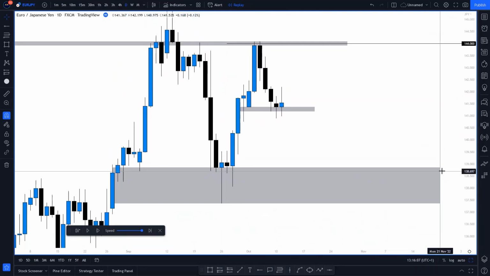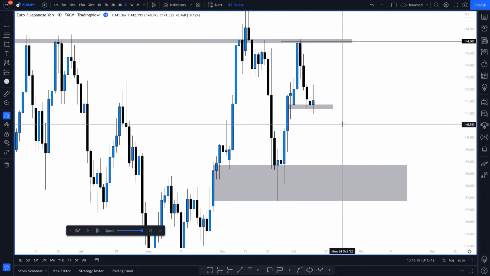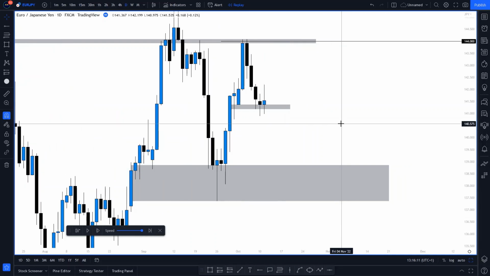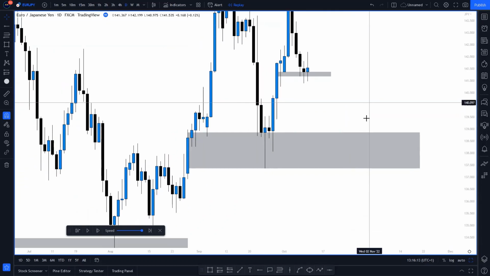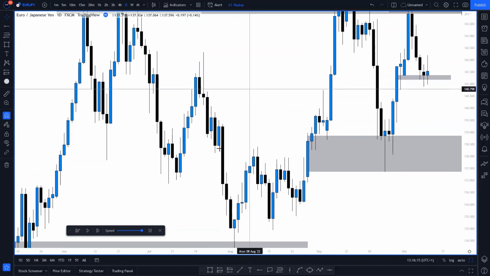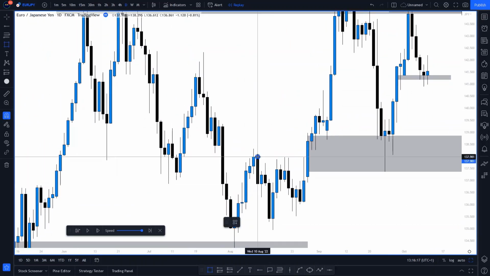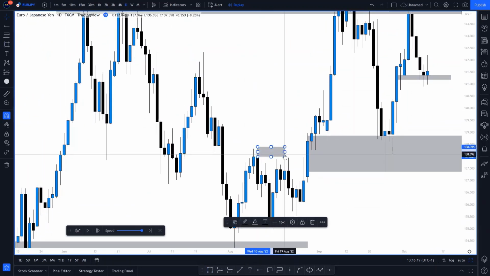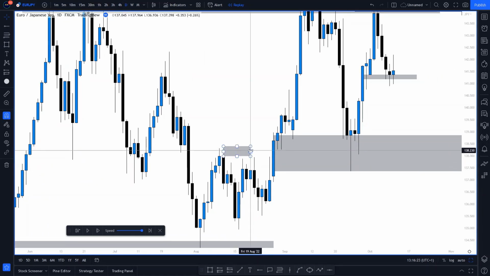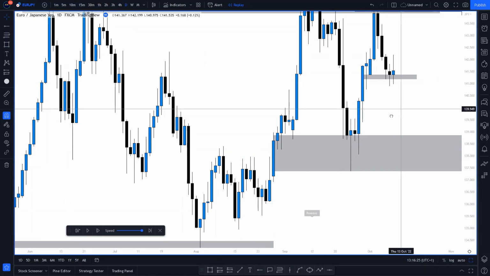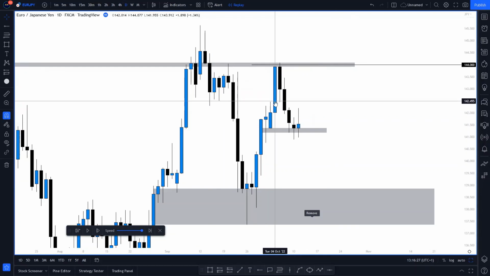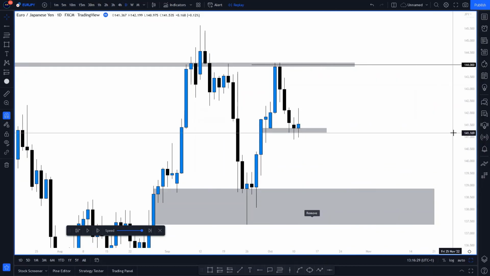Also on the daily, you can get a few other zones on, but it will usually always be your previous week's high and low. So say price was, I don't know, tapping into here, that could be a potential zone, but it's pretty obvious like that. So what you need to focus on the daily is the previous week's high and low, and then there may be some other potential daily zones somewhere.